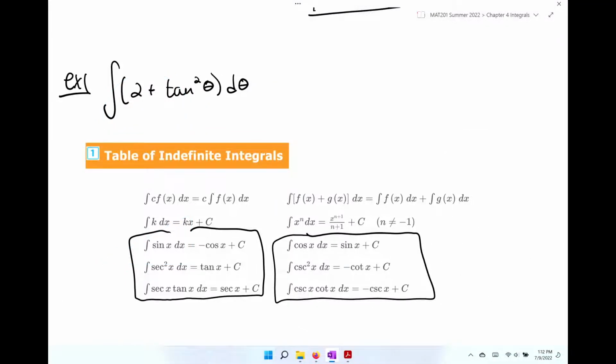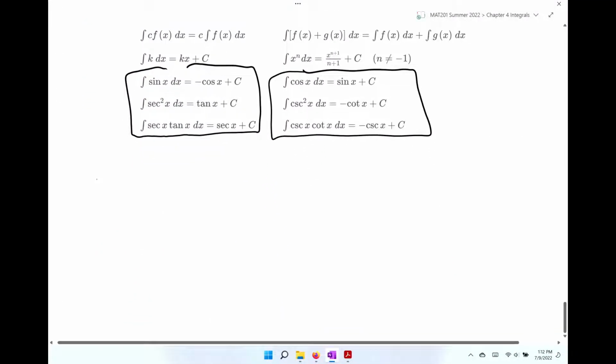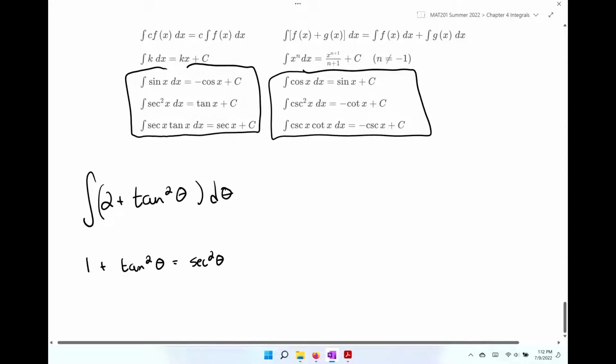All right, and what we're going to do is I'm just going to rewrite the problem. All right, now directly underneath, 1 plus tangent squared theta equals secant squared theta. And then if I just subtract 1 from both sides, I get tangent squared theta equals secant squared theta minus 1.